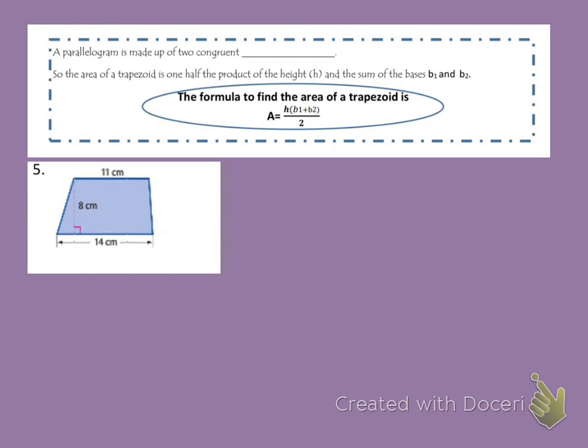Okay, so the next formula that you learned is the area of a trapezoid. And a parallelogram is made up of two congruent triangles. Let's put that right here.